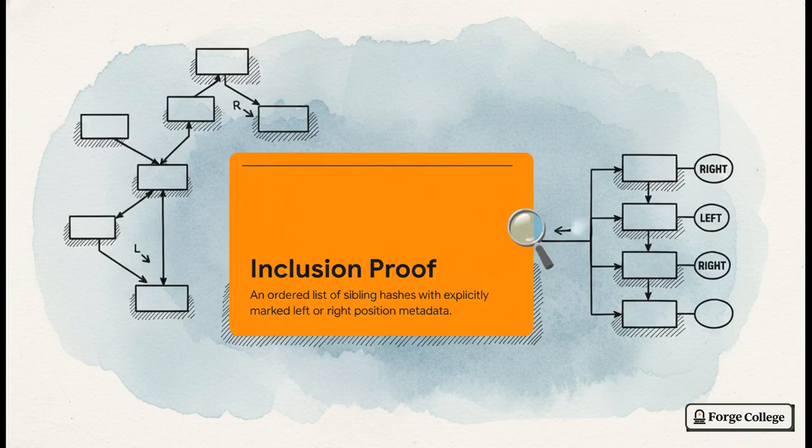Mastering this specific part is what separates a good builder from a truly great architect. As we highlight across all our courses, it's all about proving you have a specific branch without needing the whole tree. Let's define exactly what this proof looks like.